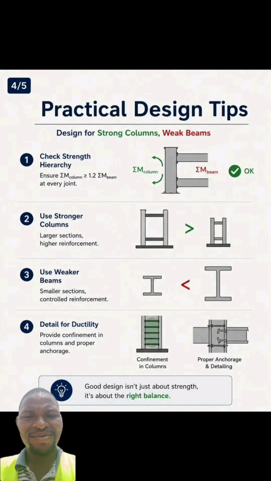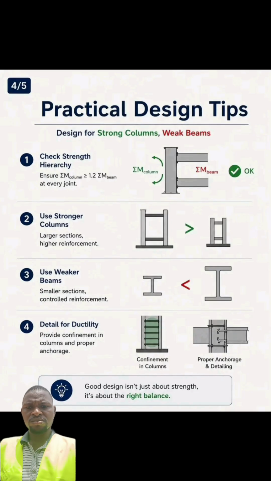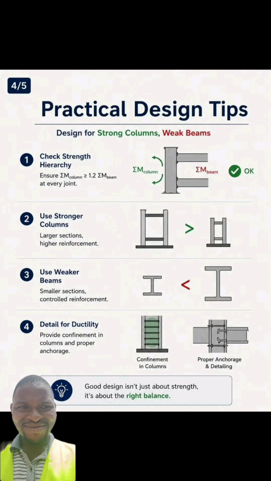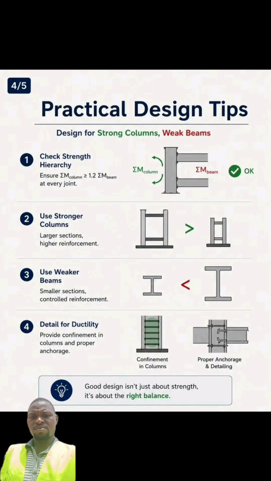So invariably the column strength is going to be greater than that of the beam, and that actually makes it okay. You understand? So at every joint, you're going to ensure that the summation of the moments on the column is going to be greater than or equal to 1.2 times the summation of the moments on the beam.